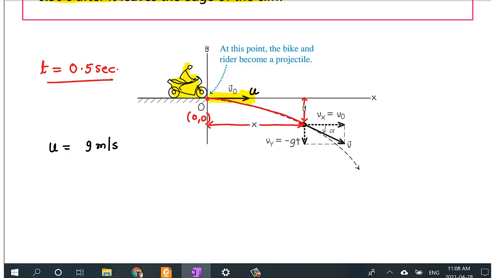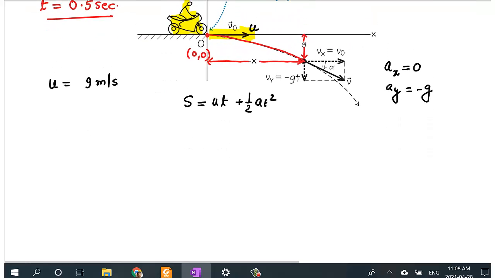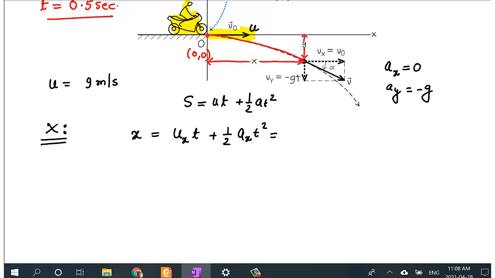So how will you calculate? Once again, acceleration in the x direction is 0 and acceleration in the y direction is equal to minus g, because my y direction is in the upward direction. Now I can use this formula, s equals ut plus half at square, in the x direction or in the y direction. If I apply it in the x direction, I can write x equals u_x times t plus half into acceleration in the x direction into t square.